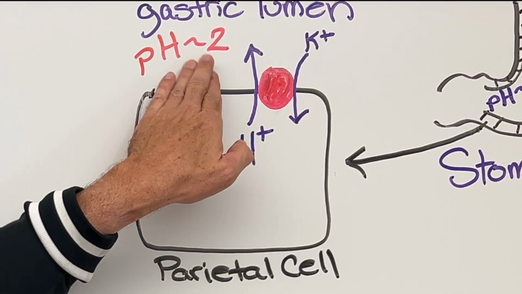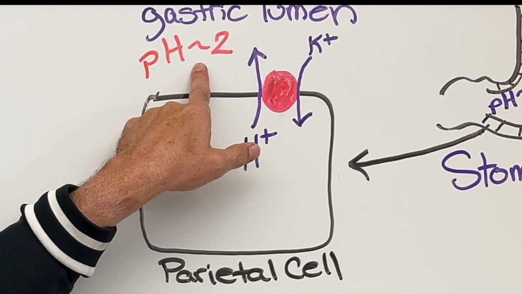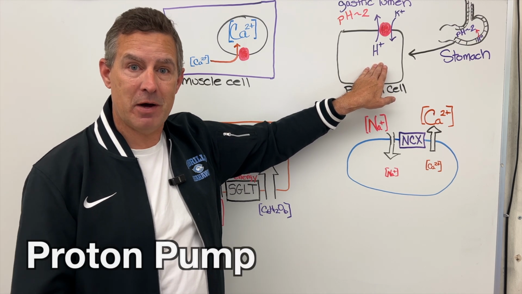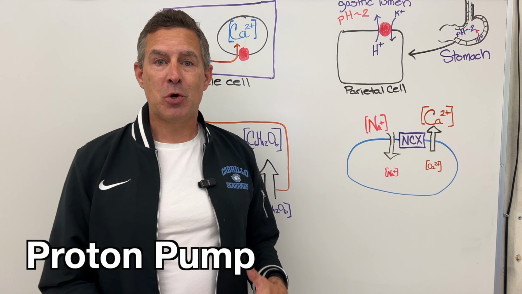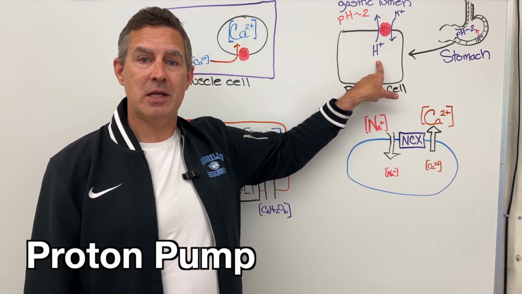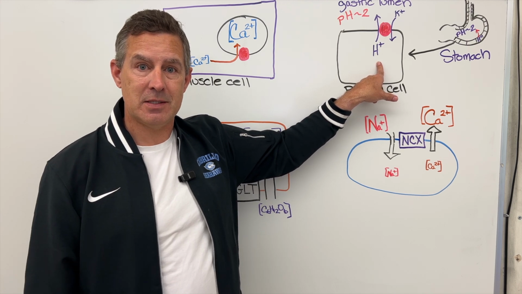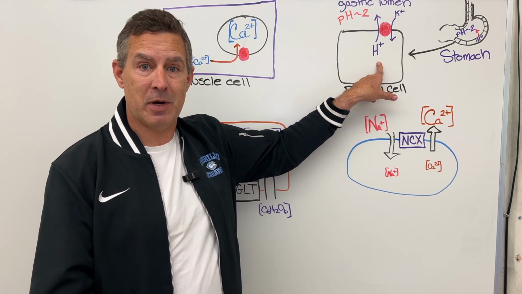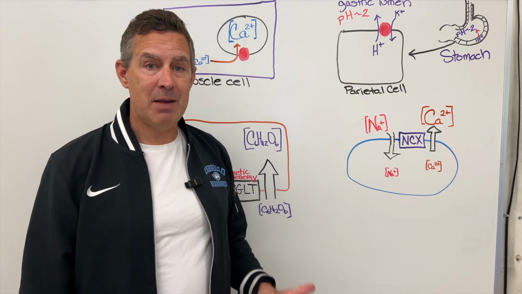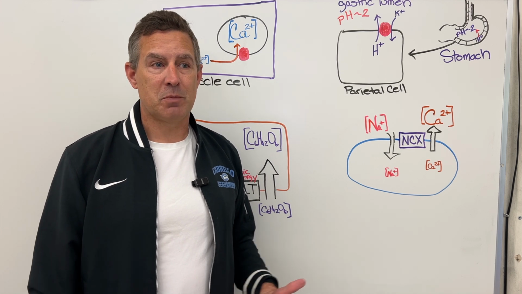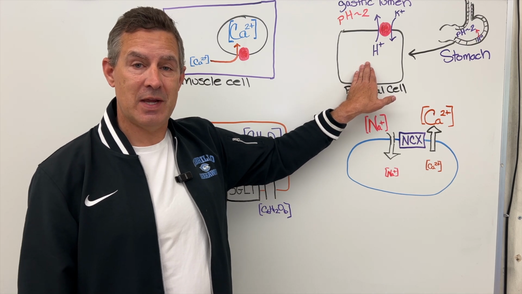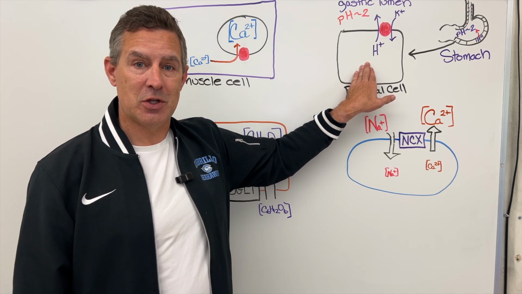But hydrogen is being pumped out because there's such a low pH in this area. And this is what's known as a proton pump. Individuals who take proton pump inhibitors are blocking the activity of the hydrogen-potassium ATPase, otherwise known as the proton pump. Individuals take proton pump inhibitors if they have gastric problems with a lot of acidity. So this is another great example of the use of ATP to move things against their gradients.